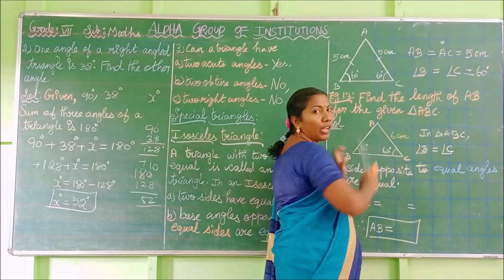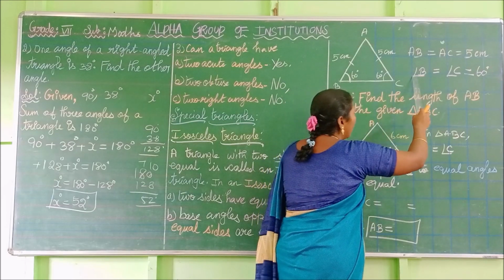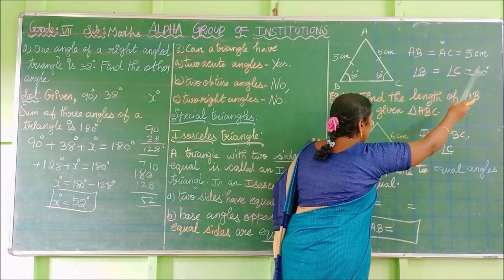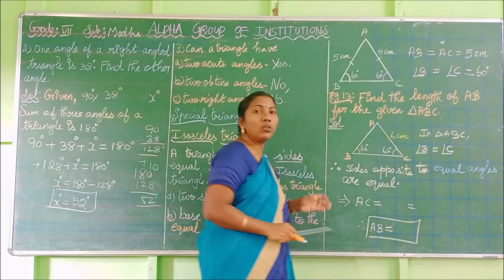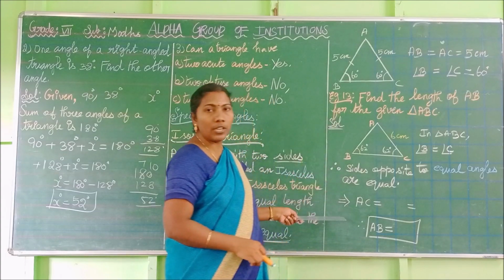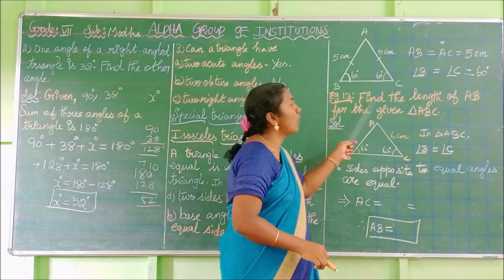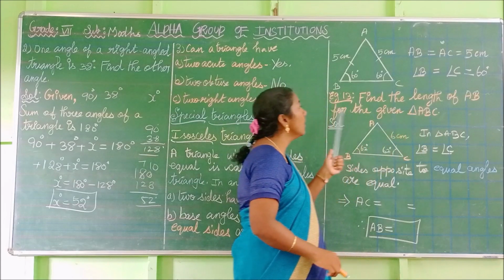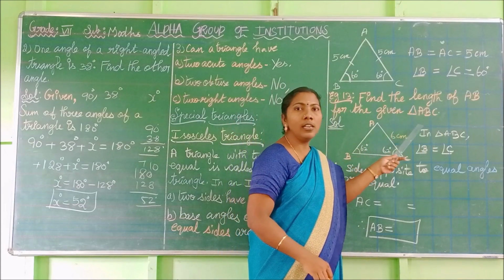Here in this triangle we have 60 degree. That's why we are writing there angle B equal to angle C equal to 60 degree. We are also going to do the problem based on this property. Okay. Let us see the first example. Example 13. Find the length of AB for the given triangle ABC.